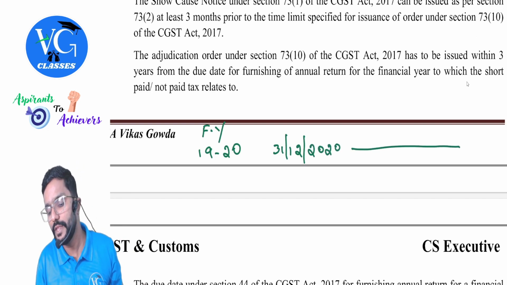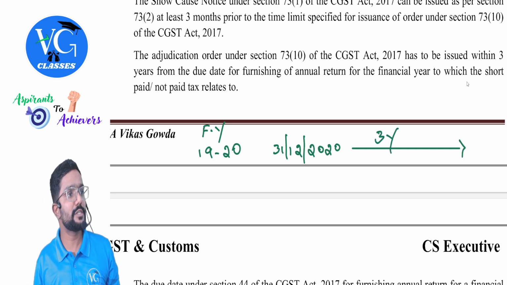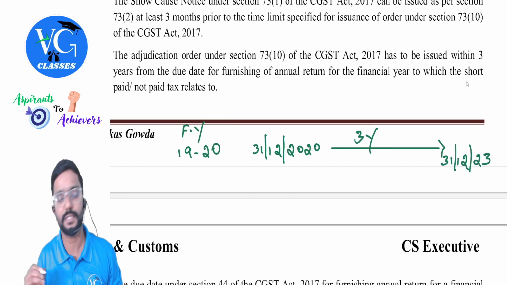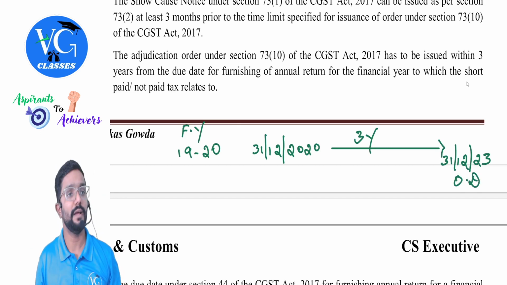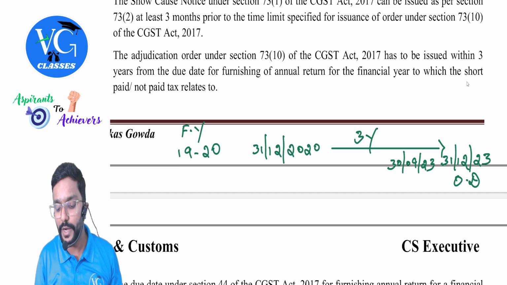From here, within 3 years, the order has to be passed. That means, can I take it as 31st December 2023? Yes, sir. 3 years. This is the order date. Okay, now at least 3 months before this, that is 30th September 23. This is the deadline to issue what?